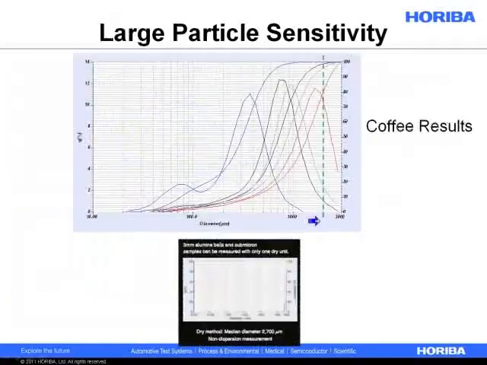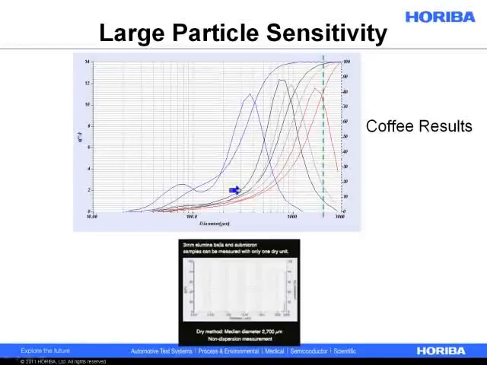But it's not just nanoparticles that diffraction can do. It can do the whole range in between. Here I'm highlighting its ability to measure very large particles. These are coffee results, different grinds of different types of coffee. And here we see a result all the way up to 3 millimeters. We're not seeing the entire tail of the distribution, so there are some materials that are a bit larger than 3 millimeters.